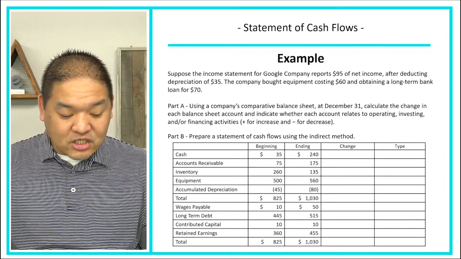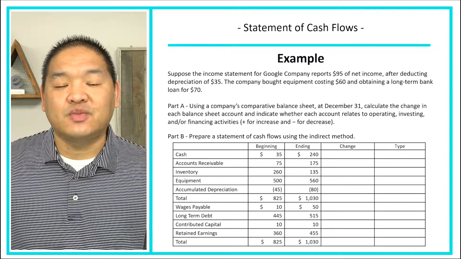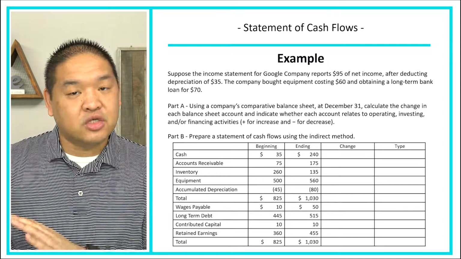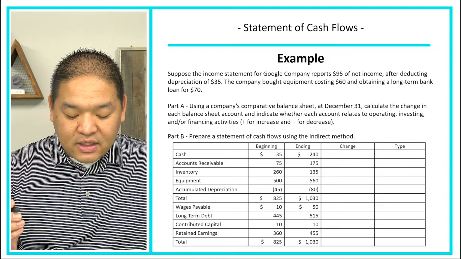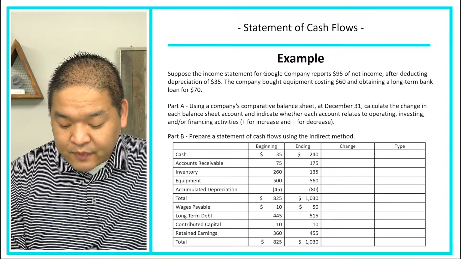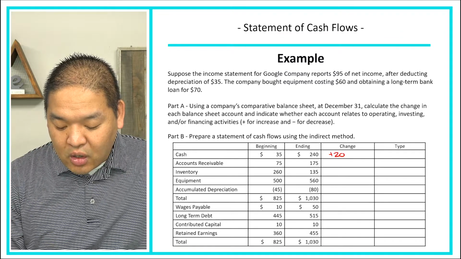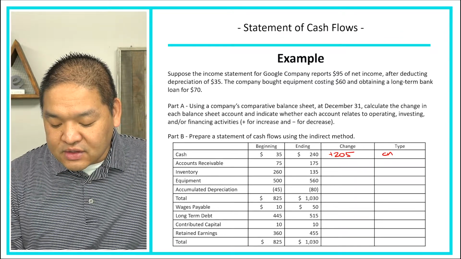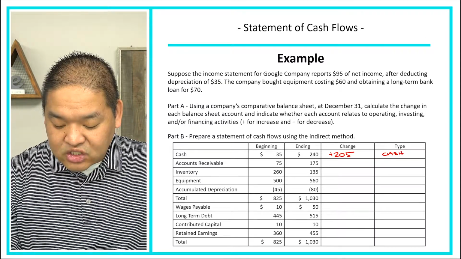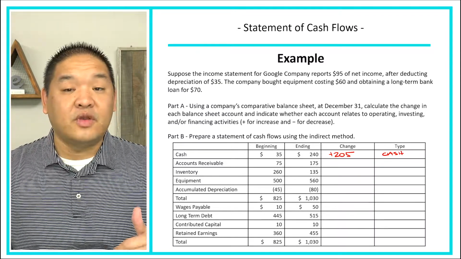Let's start with cash here. Now, we won't necessarily use cash because remember, we're only looking for changes in non-cash here, but we'll just do it here just so that we know. So we started the year with 35, we ended with 240, so our change here is positive 205. Now, this isn't operating or investing, it's just cash, so we're just going to put cash here. Then moving on to the next one.